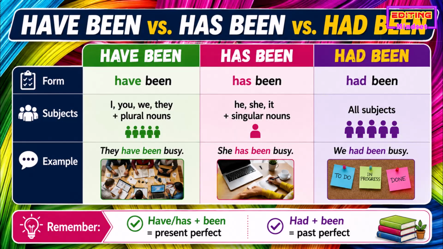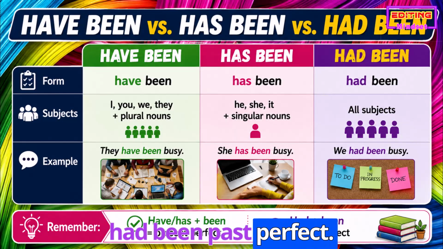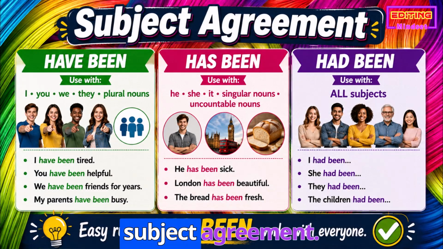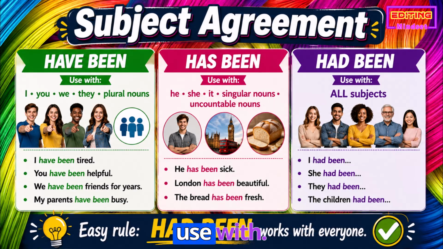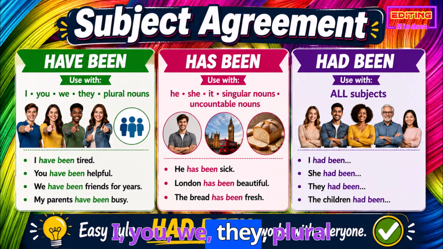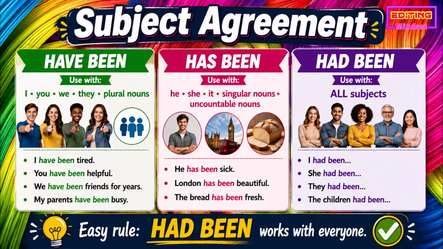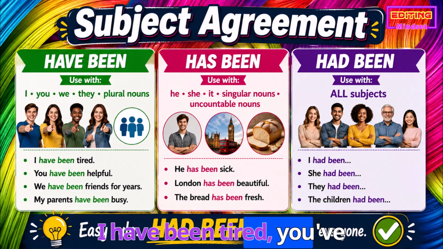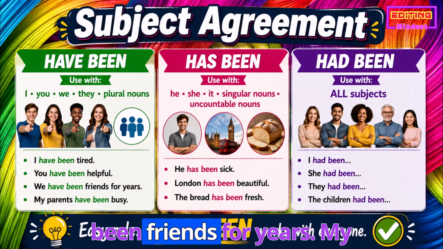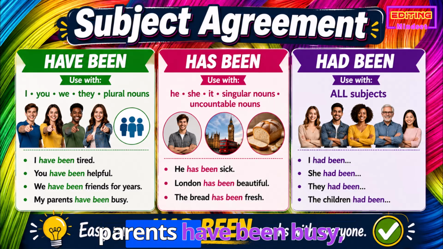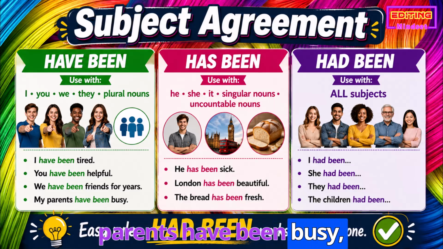Remember: have and has been is present perfect. Had been is past perfect. Subject agreement. Use with I, you, we, they, plural nouns. I have been tired. You've been helpful. We have been friends for years. My parents have been busy.